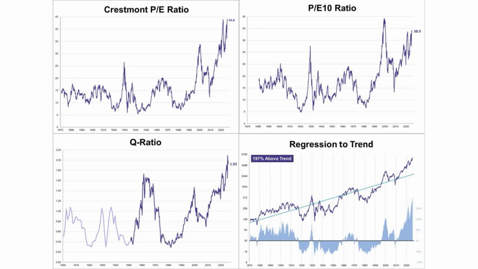Despite different methodologies, they all share a similar purpose. They help us gauge whether the market is over, under, or fairly valued compared to historical norms. By looking at multiple indicators, we get a broader, less volatile perspective than if we just relied on a single one.